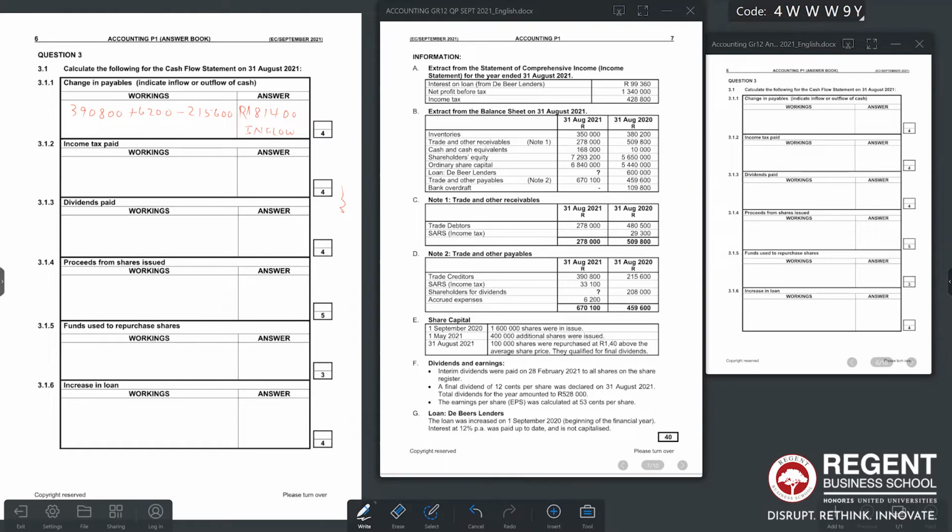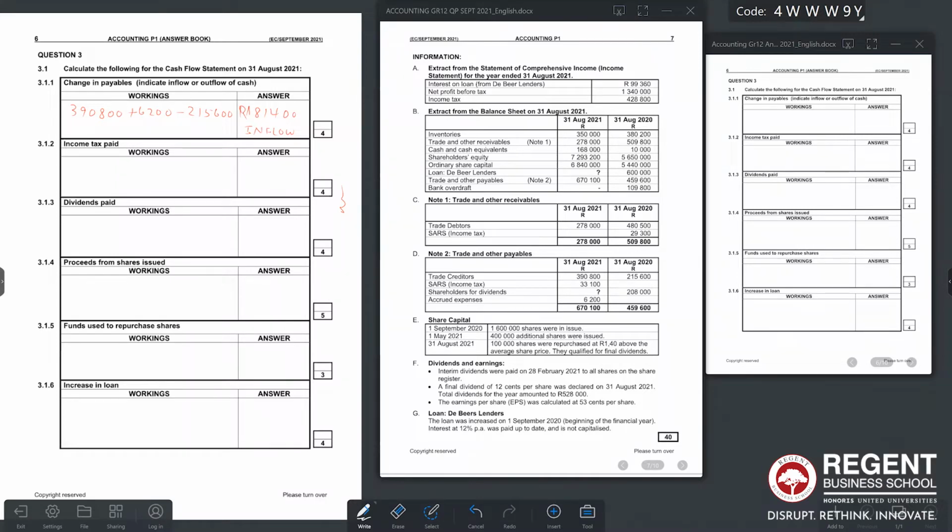Income tax paid. Now, income tax paid. I want to know how much of cash I gave SARS. How much of cash was paid out to SARS, South African Revenue Services. Now, there's different ways that you can work it. We will have at the marking center, they got alternate methods of arriving at the answer, but at the end, you must all end up with the same answer.